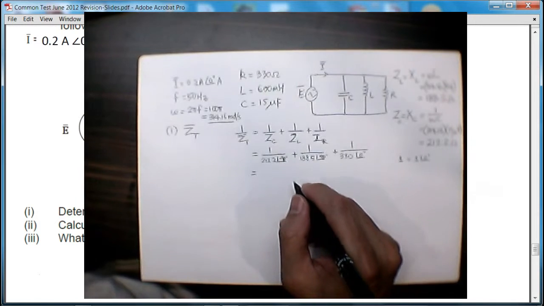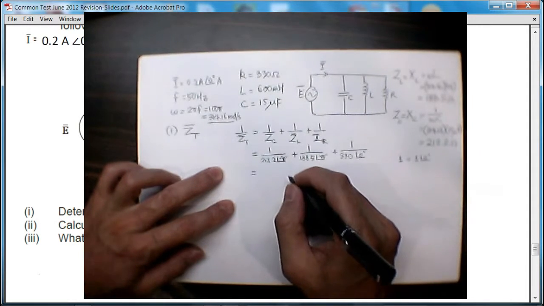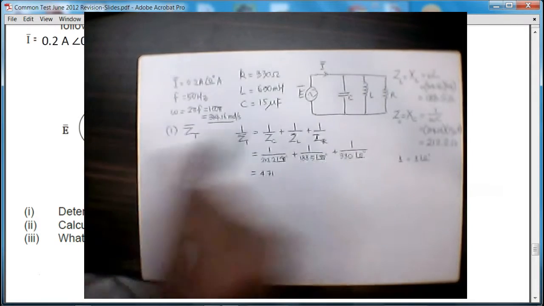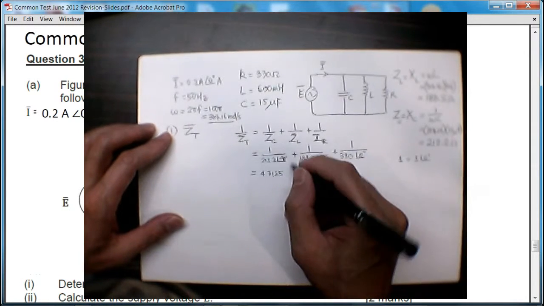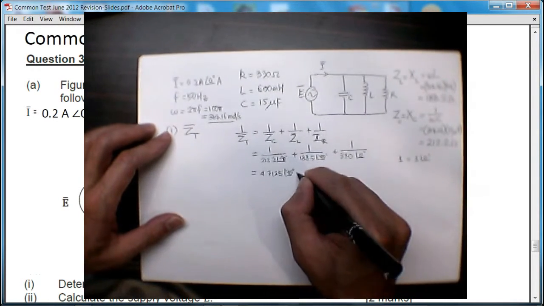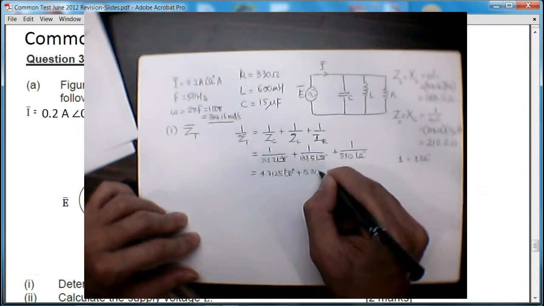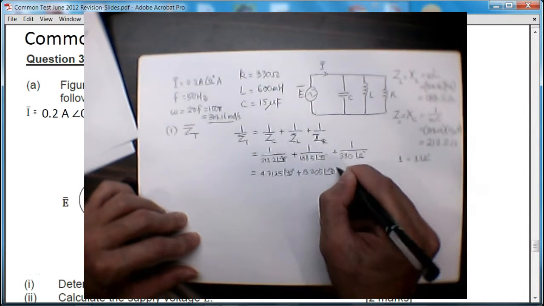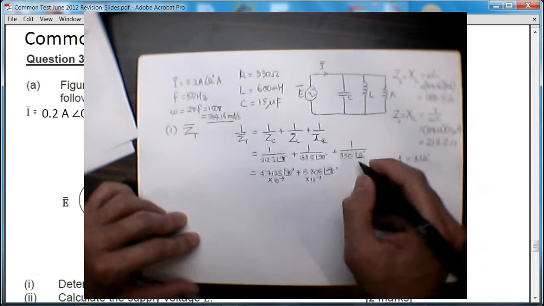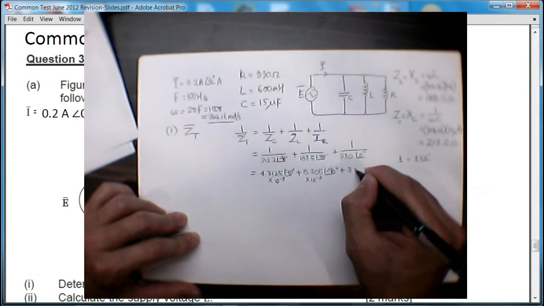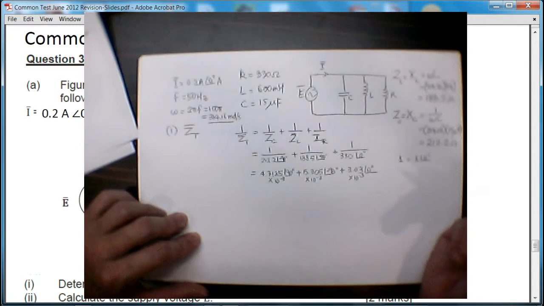So if I were to calculate, 1 upon 212.2 will give me 4.7125 at 90 degrees, plus 5.305 at minus 90 degrees, each multiplied by 10 to the minus 3, plus 3.03 at an angle of 0 degrees, also multiplied by 10 to the minus 3.